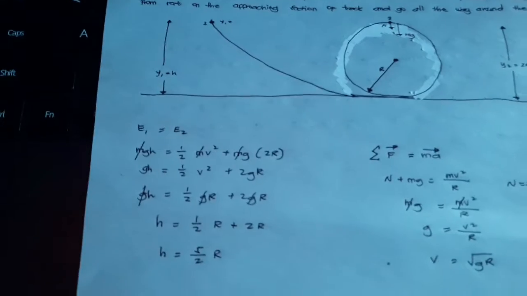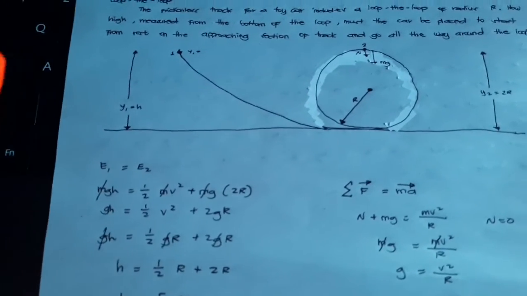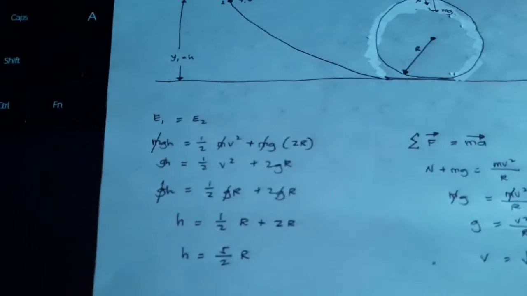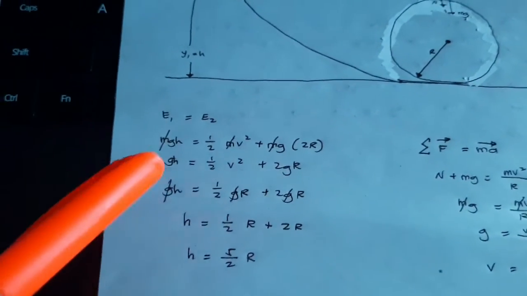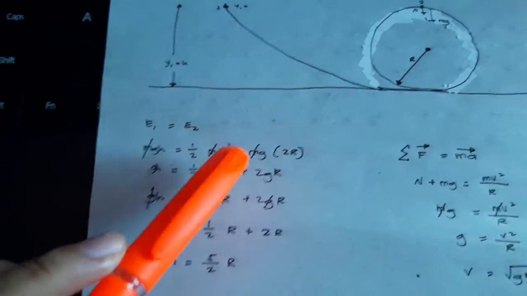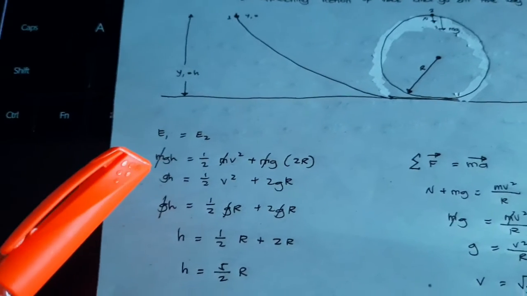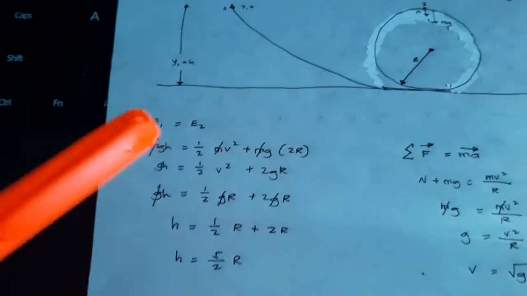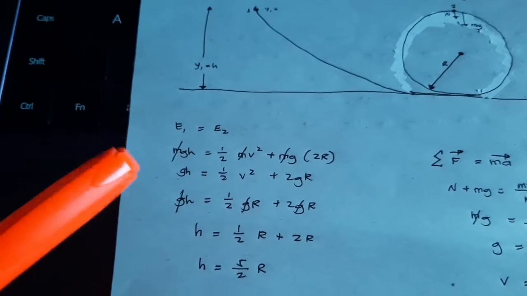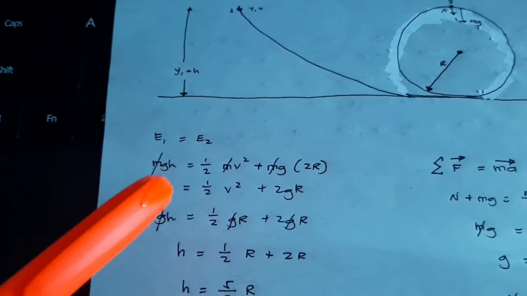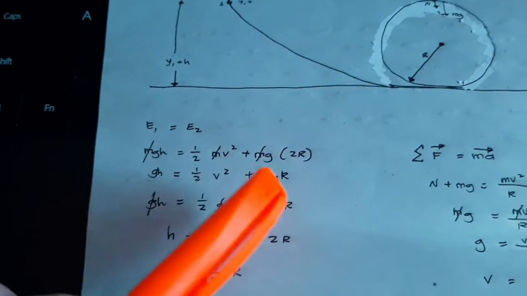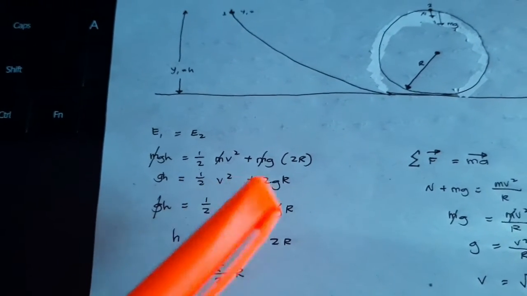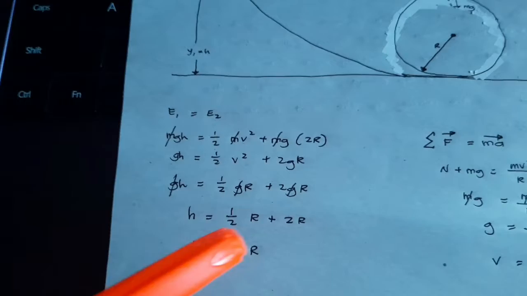Now, as we can see, there is mass on both sides. So we can factor it out, then cancel. The mass cancels. What remains is gh. So this is what remains: gh is equal to 1/2 v squared plus 2gr.